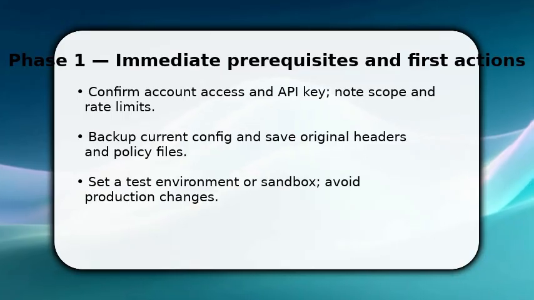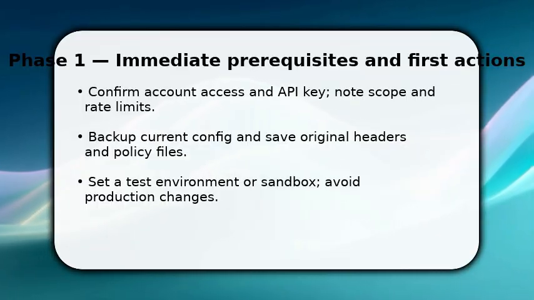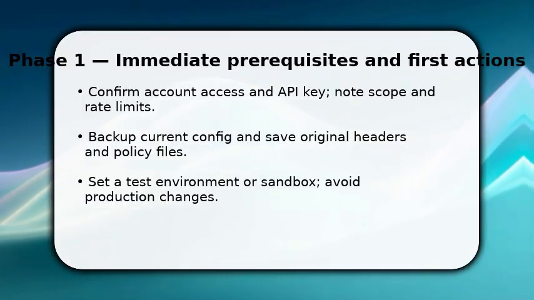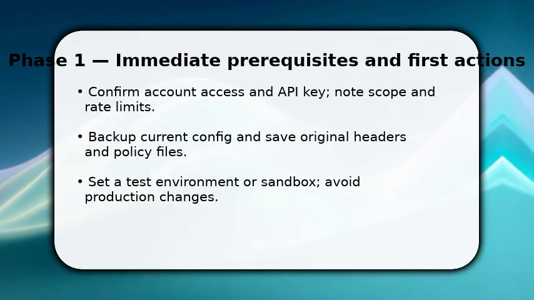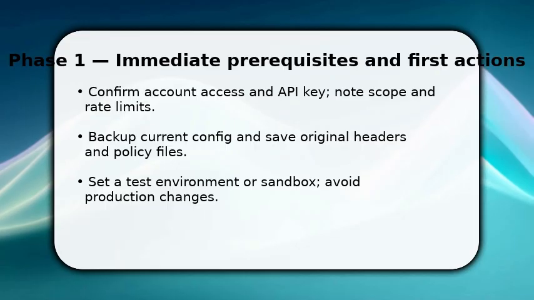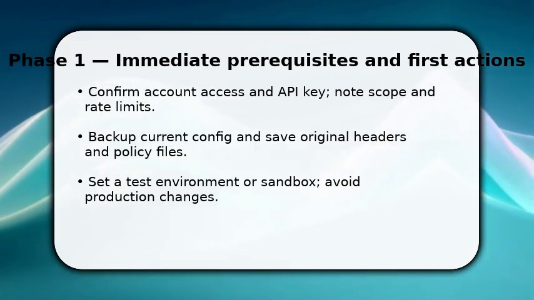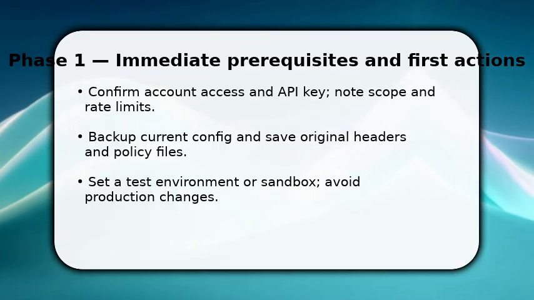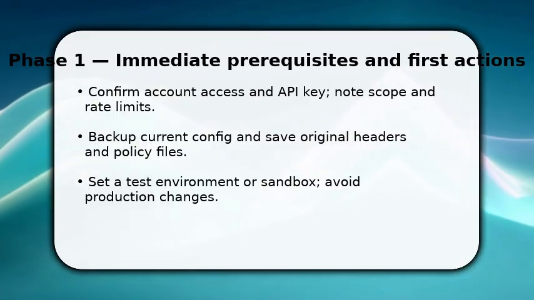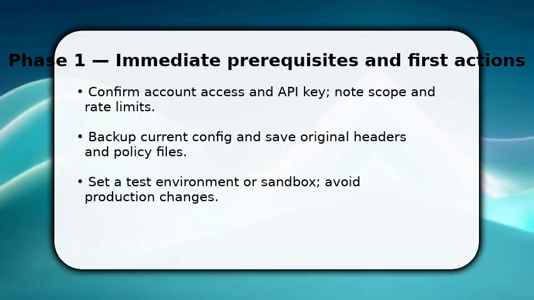You start by ensuring you have the right access, an API key with admin or policy edit rights, and a sandbox where mistakes won't break production. Once done, export the current configuration and save the original headers and policy files so you can restore them. Make sure to check rate limits and scopes because adjusting targets can alter usage.